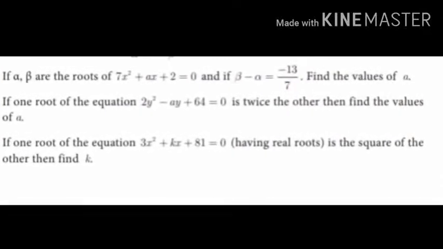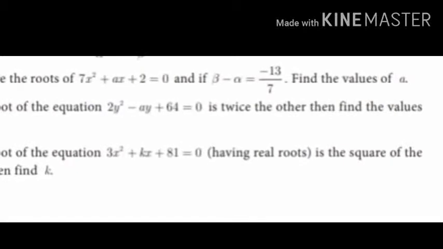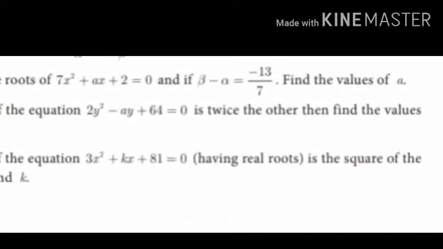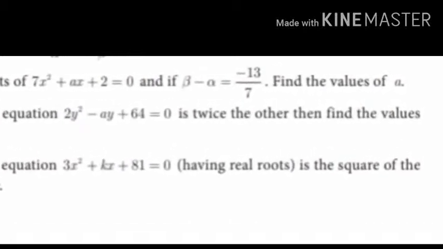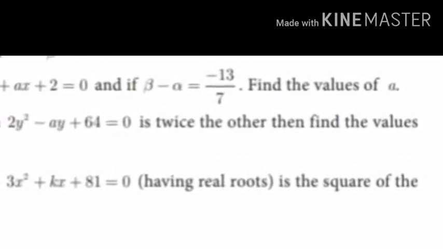Let's get started. In today's session, we have three problems. The first of which is, if alpha and beta are the roots of 7x squared plus ax plus 2 is equal to 0 and beta minus alpha is equal to minus 13 by 7, find the value of a.